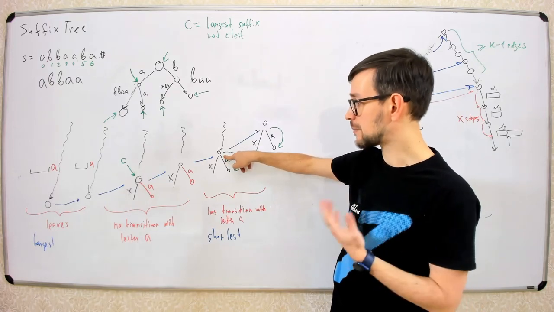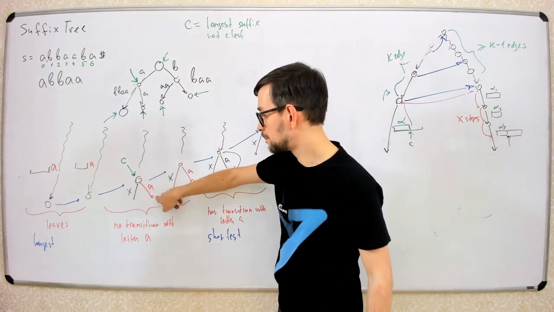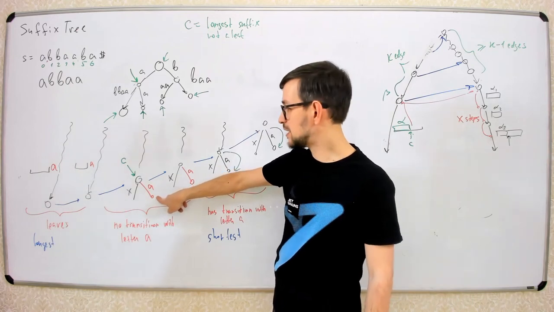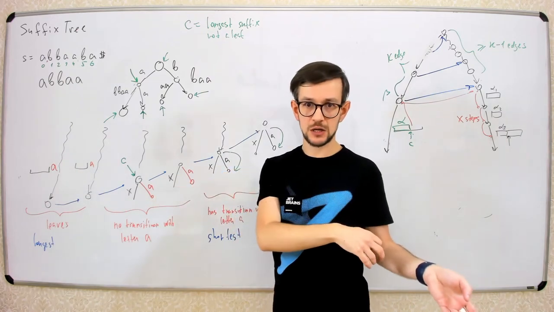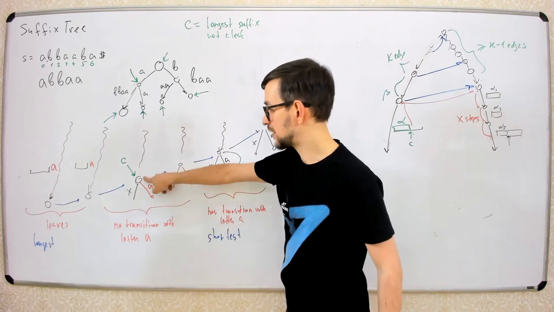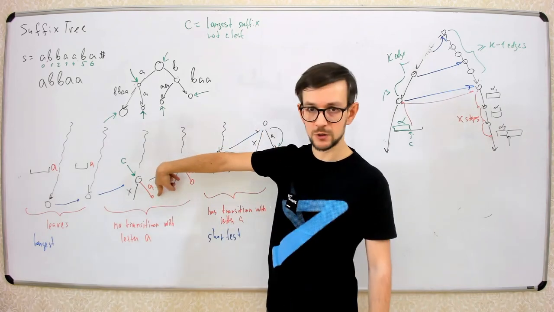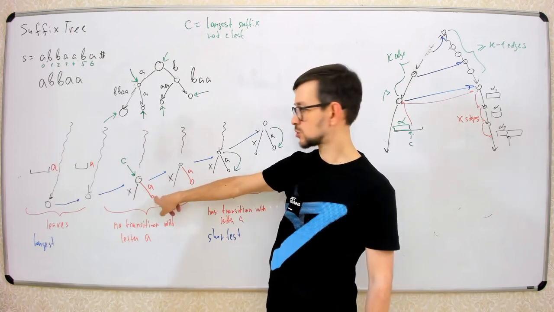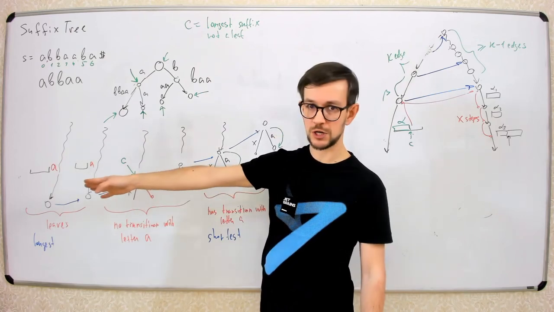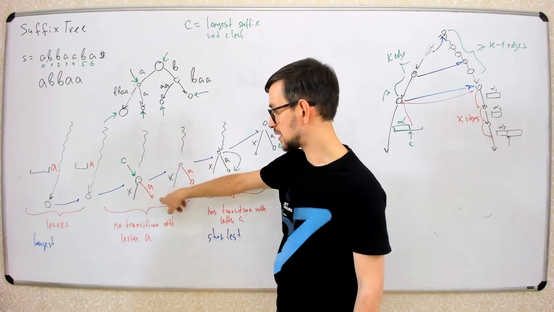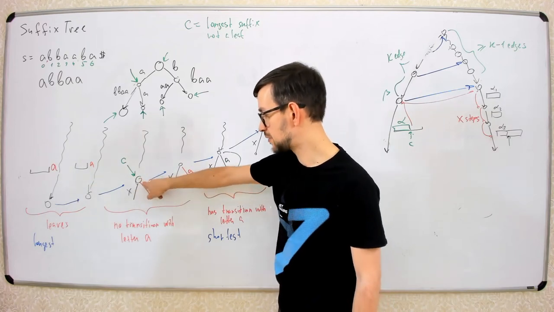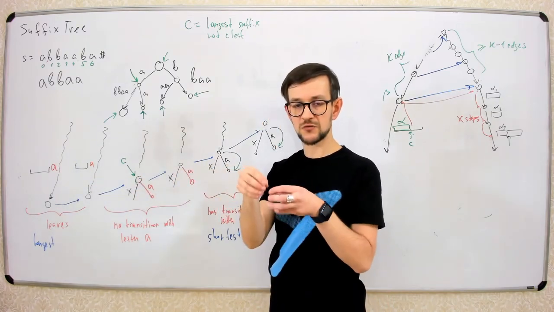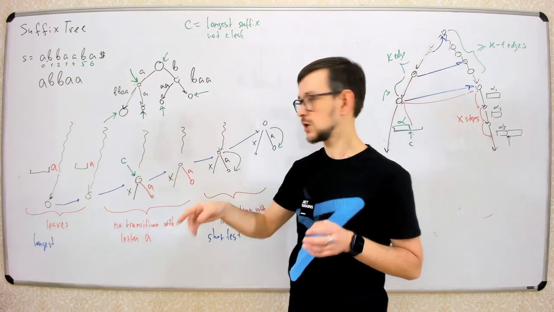Because what happens? If you didn't have the transition of letter A, then you create this transition and now you are in the leaf node. Because when you create this transition, you have a leaf node here. So this position moves to the first stage. So you add this letter and now you can skip this suffix for all next stages.